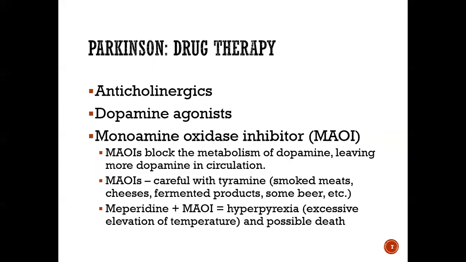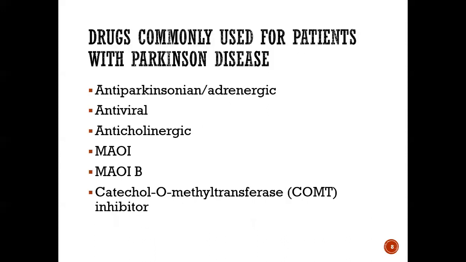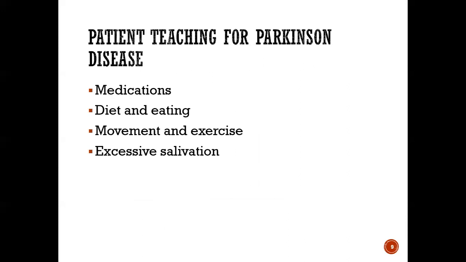However, we need to be careful with MAOIs because if we take MAOIs and we eat products that are high in tyramine, like smoked meats, cheeses, fermented products, and beers, etc., it can cause issues with the MAOI. It can interfere, as well as meperidine with MAOIs can cause hyperpyrexia or excessive elevation of temperature, which can actually lead to death. It is so extreme. Drugs commonly used for patients with Parkinson's disease, just some more of them: anti-Parkinsonian adrenergic medications, antivirals, anticholinergics, there's those MAOIs, and then COMT inhibitors.